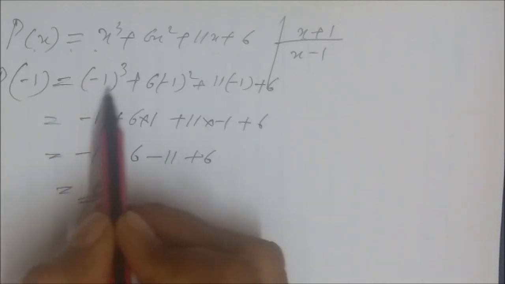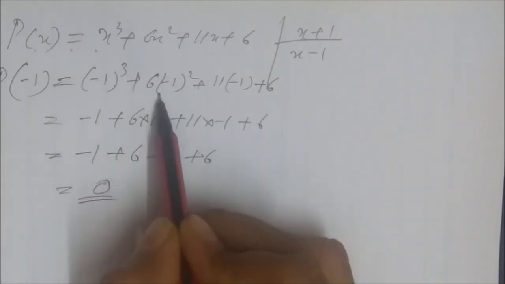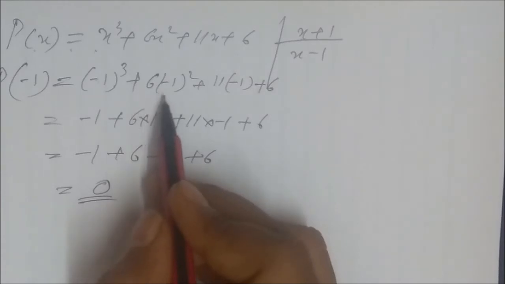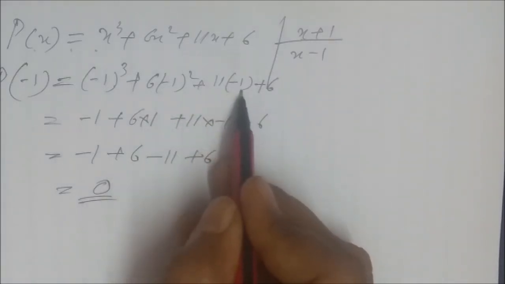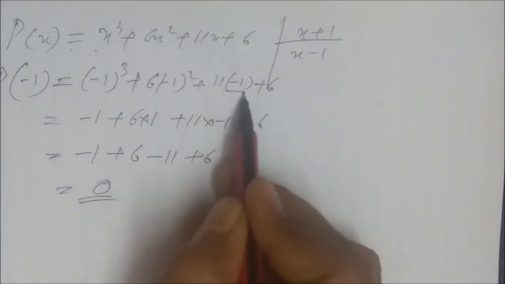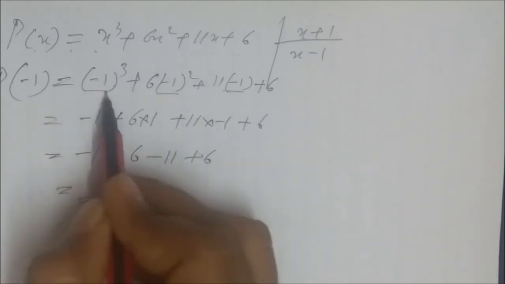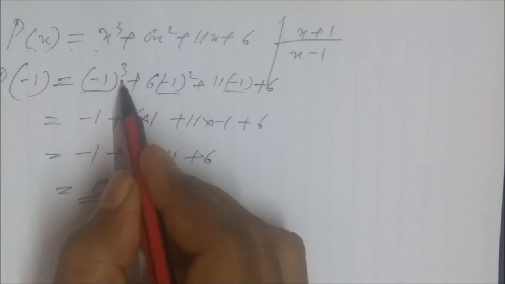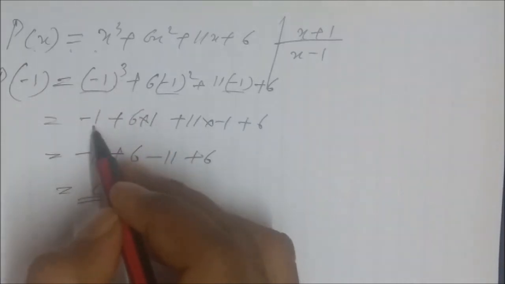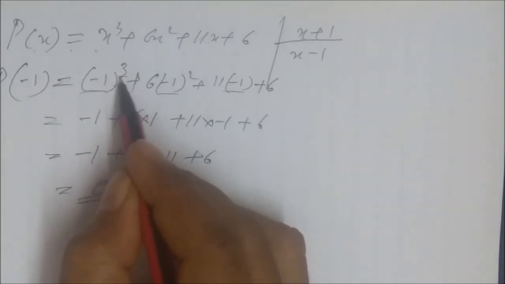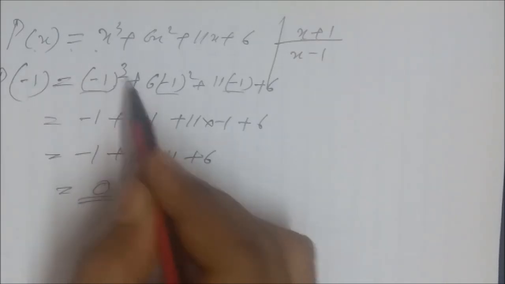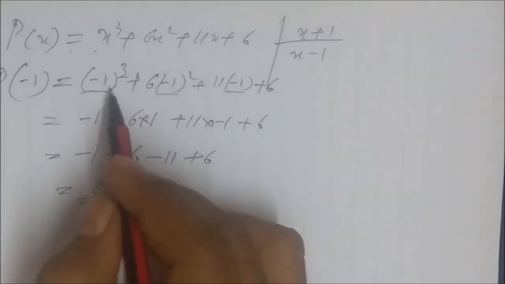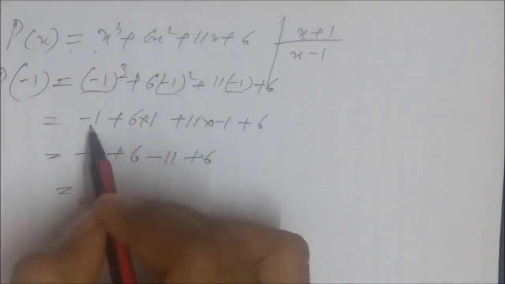That is minus 1 the whole cube plus 6 into minus 1 square plus 11 into minus 1 plus 6, which we discussed in the last sessions. We just replace the x with minus 1, and the cube of minus 1 is minus 1 itself, because 3 is an odd number. The odd power of a negative number is always negative.